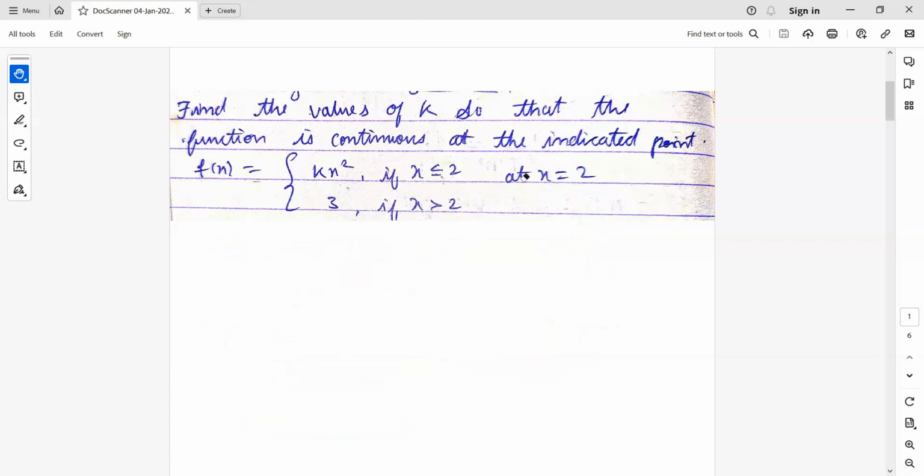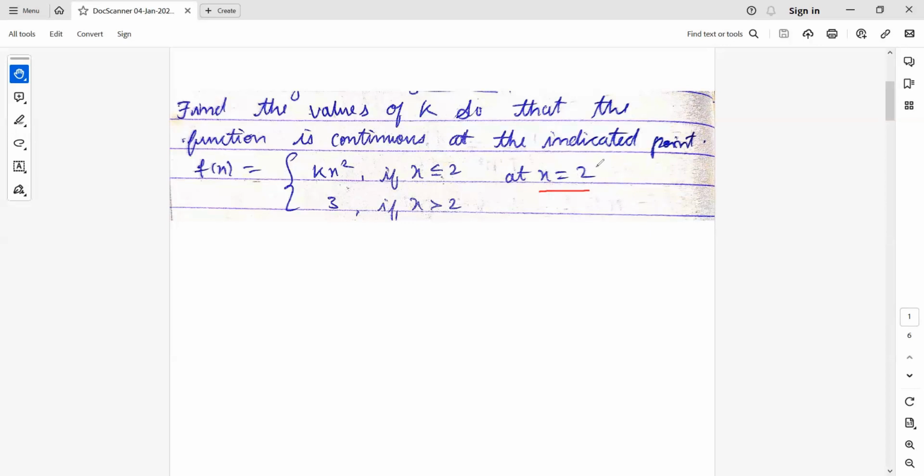So we'll be discussing the first one. Pay attention. The first question here: find values of k so that the function is continuous at the indicated point. The function is given as f of x is equal to kx square if x is less than or equal to 2, and 3 if x is greater than 2, at x is equal to 2. So we need to discuss the continuity of the function at x is equal to 2.